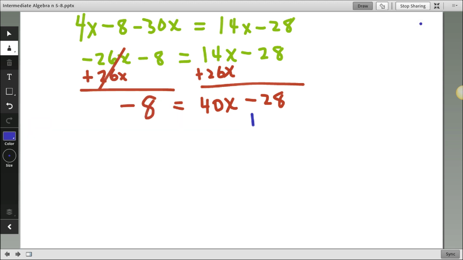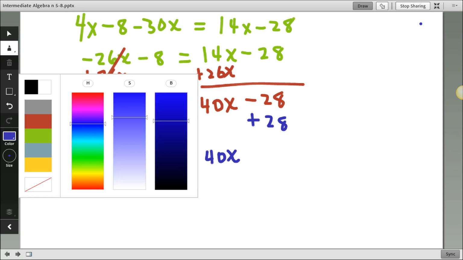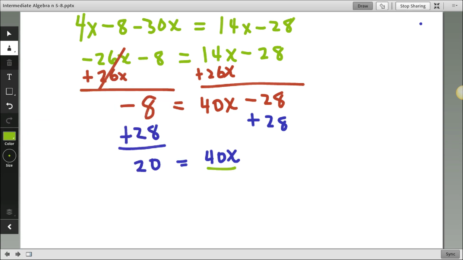So we got a two-step equation. We're going to add 28 to each side. So that leaves me with positive 20 equals 40x, which leaves me a one-step equation. So I'm going to divide by 40 to solve. And x is going to equal 1/2. And so there you go.